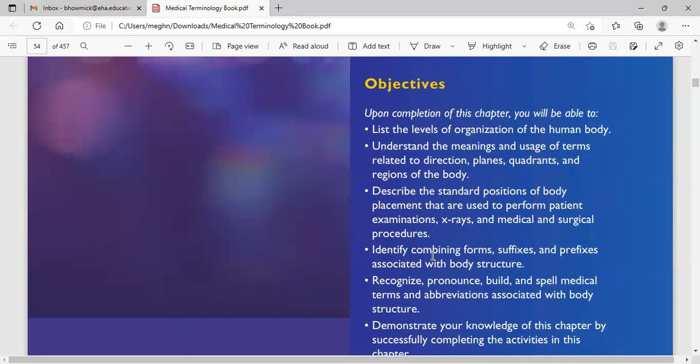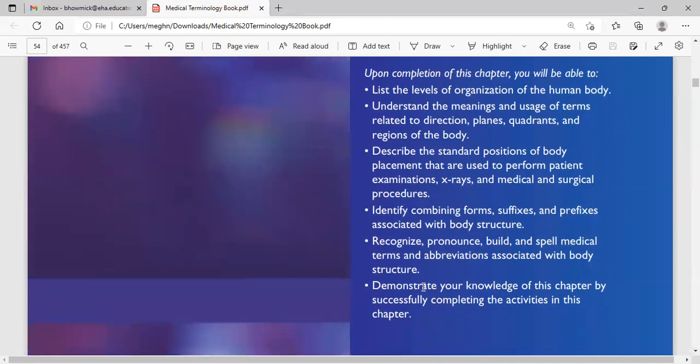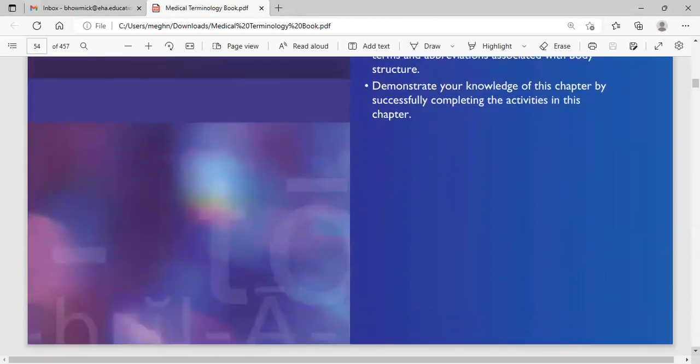Identify combining forms, also suffixes and prefixes, according to the body structure. Recognize pronunciations, build, and also spell the medical terms and abbreviations associated with the body structure. Demonstrate your knowledge of this chapter by successfully completing the activities in this chapter. So these are our objectives from this chapter.